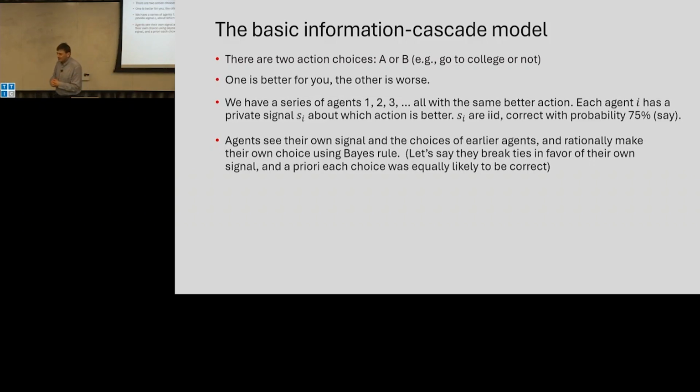I guess I'm confused by Bayes' rule. Do they not know what the probability of correctness of the signal is? Oh, they know. I'll give an example. Hold off until after I've got an example.